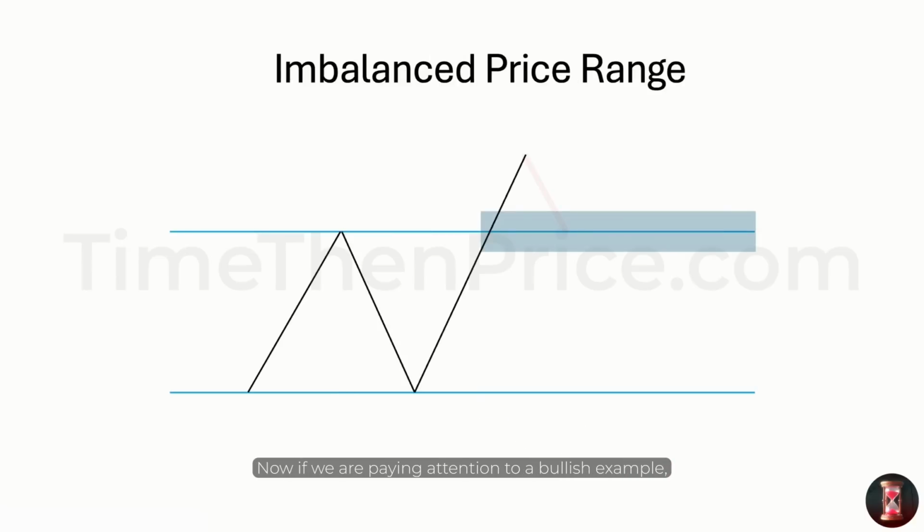Now, if we are paying attention to a bullish example, it would look like the following, where we can see a range low and a range high. The market offers buy side towards this high. It then offers sell side. And it then offers buy side trading above this high. And whilst it trades above the high, we see a BC, a bullish fair value gap, get created.